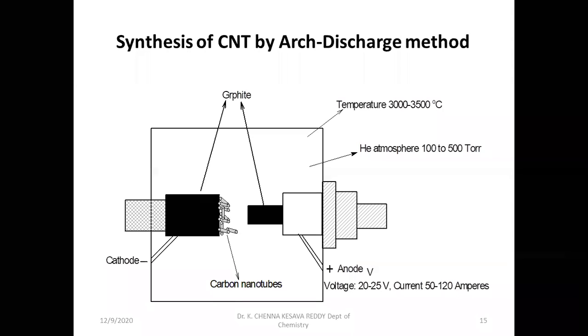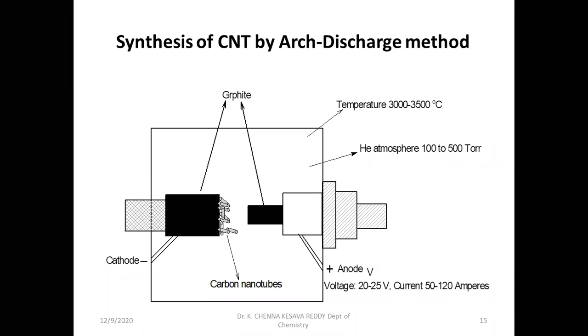Multi-wall means two or more graphene layers are rolled in a one-dimensional manner; that is known as multi-wall carbon nanotube. If a single graphene layer is rolled one-dimensionally, that is known as single-wall carbon nanotube. The diameter of the single-wall carbon nanotube will be less than 2 nanometers. In multi-wall carbon nanotubes, the diameter will be greater than 2 nanometers.